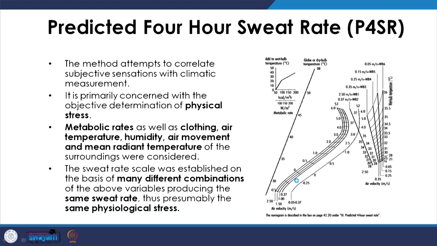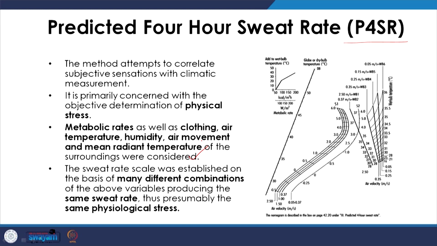Another index which was slightly different from all the previous ones that we have discussed is the P4SR, which is predicted 4-hour sweat rate. Here the metabolic rate as well as clothing, air temperature, humidity, air movement and mean radiant temperature of the surrounding was considered for the first time in the same state as we understand today.